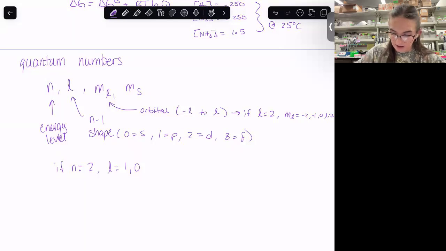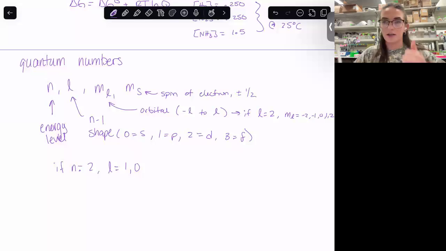Okay. Then m sub s, this is just your spin of the electron. And that's going to be plus or minus 1/2. You can either have an upspin, plus 1/2, or downspin, which is minus 1/2.